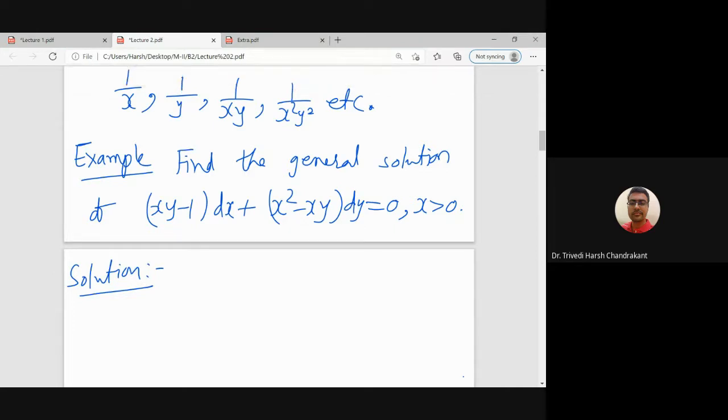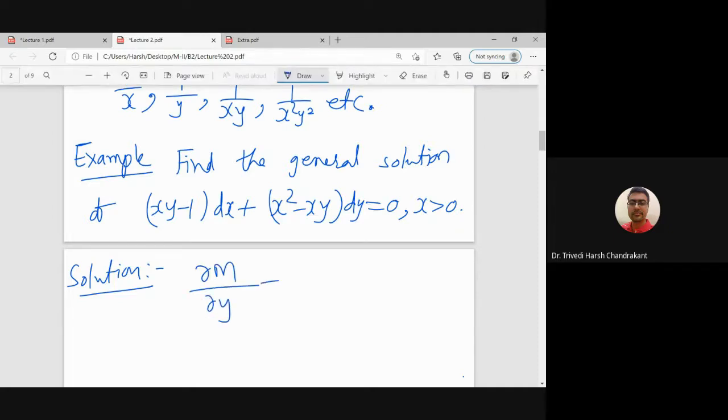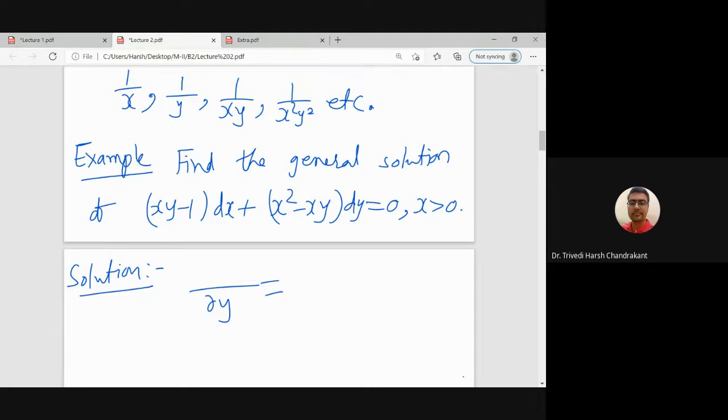So let us start with the exact differential equation condition, because we want to see whether in this particular example we can apply any of the integrating factor methods or not. As I mentioned earlier, we will start with the condition for the exact differential equation. That means we need to first find del M by del y. First of all, let us write down what M and N are. Here M is the coefficient of dx, that is xy minus 1. N is the coefficient of dy, that is x square minus xy.